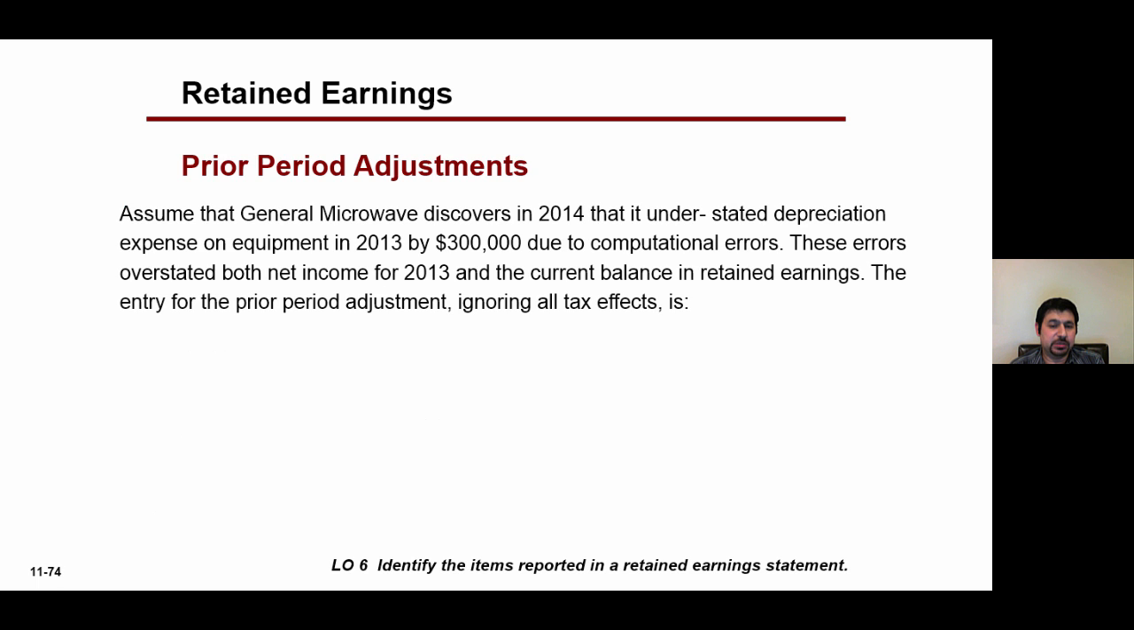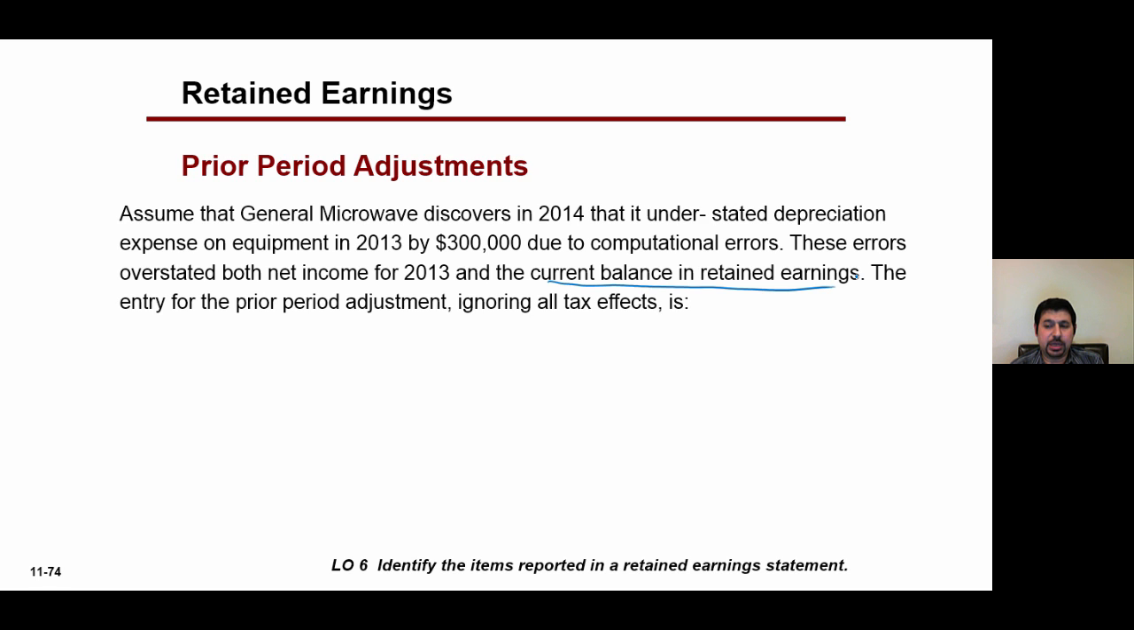Assume that General Microwave discovers in 2014 that it understated depreciation expense on equipment in 2013 by $300,000 due to computational errors. These errors overstated both net income for 2013 and the current balance in retained earnings. The entry for the prior period adjustment, ignoring all tax effects, is here. The company will be making the adjustment to the current balance of retained earnings, because net income was closed to retained earnings. As a result, we cannot make the adjustment to the income summary from 2013.